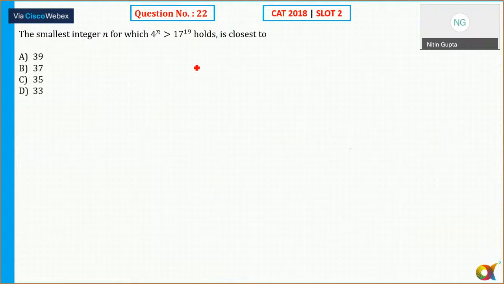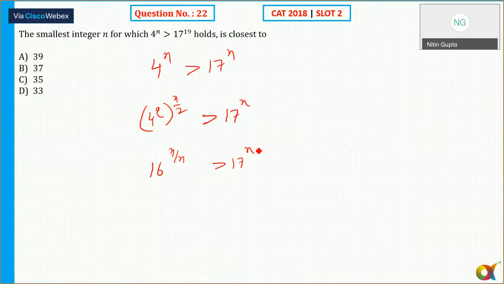Now it says the smallest integer. Okay. Now 4 raised to power n is greater than 17 raised to power 19, not n, I've written n. So I can say 4 power n is 16 raised to power n by 2, and it is greater than 17 raised to power 19.